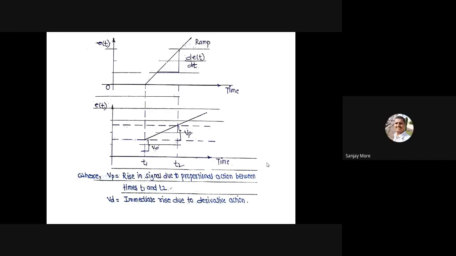See the first graph, error versus time, and the second graph is the control output versus time with two different time instants T1 and T2. Here Vp means rise in signal due to the proportional action between time T1 and T2, and Vd means immediate rise due to the derivative action. In the last proportional plus integral controller, Vi was the immediate rise due to the integral action. Here Vd is the immediate rise due to the derivative action. Okay.